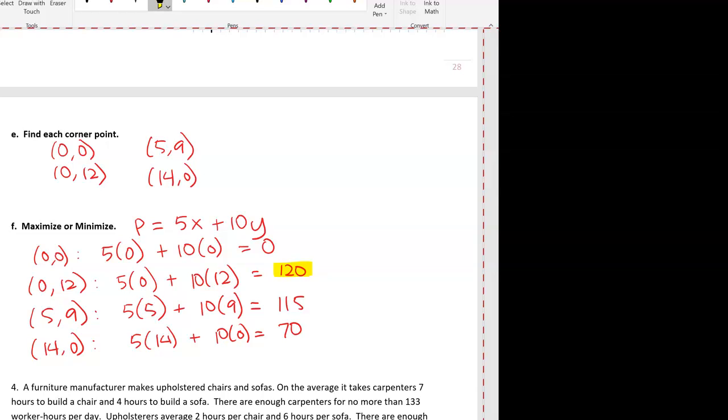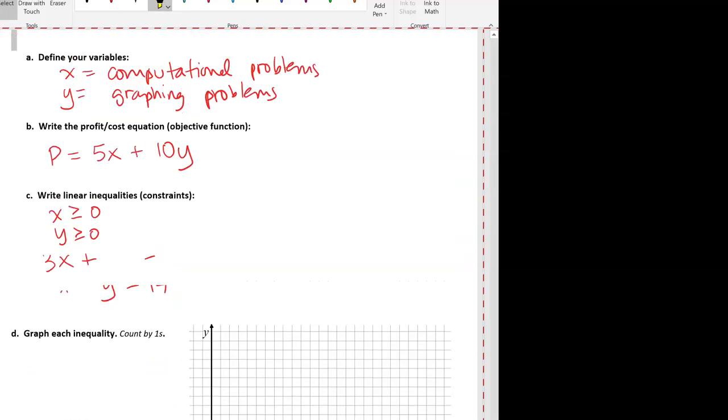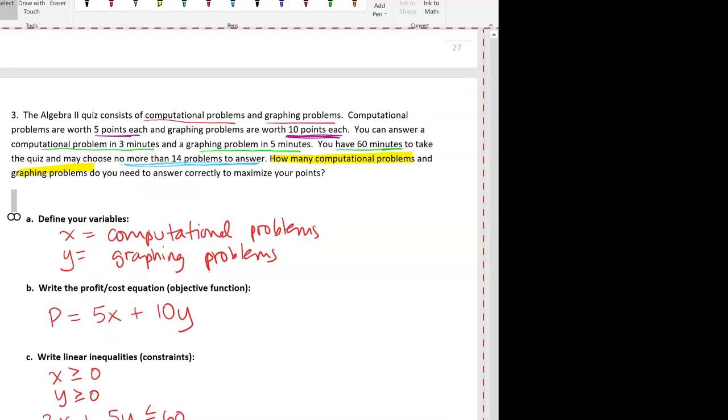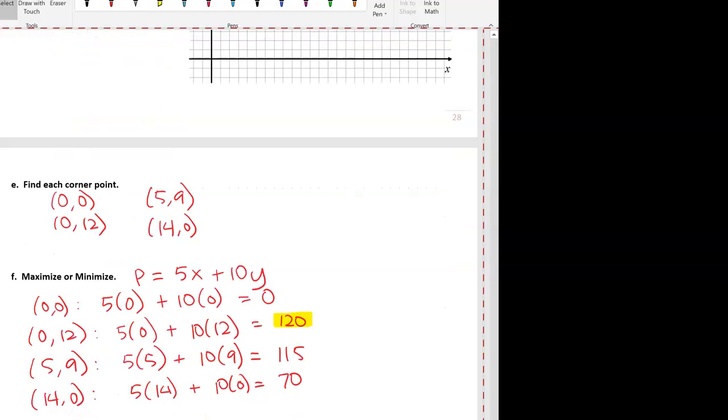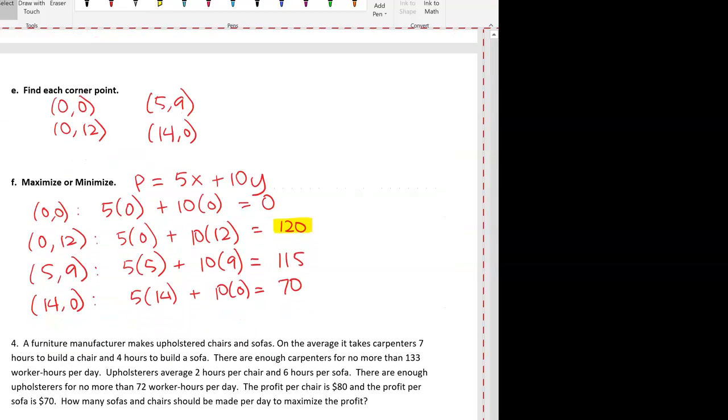So your goal here, if you go back to the problem at the very end, you're trying to figure out how many computational problems and graphing problems should you answer. So I'm going to use this ordered pair of 0, 12. So the 0 goes with x, and we said those were computational. The 12 goes with y, those were graphing. And so what this says is if we answer 0 computational and 12 graphing and get them all right, you will get 120 points, which is the largest number here.